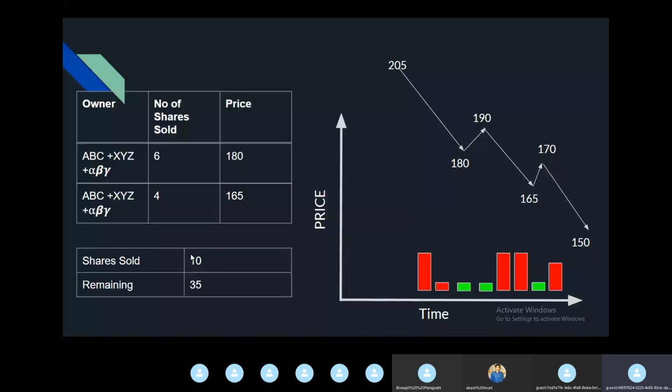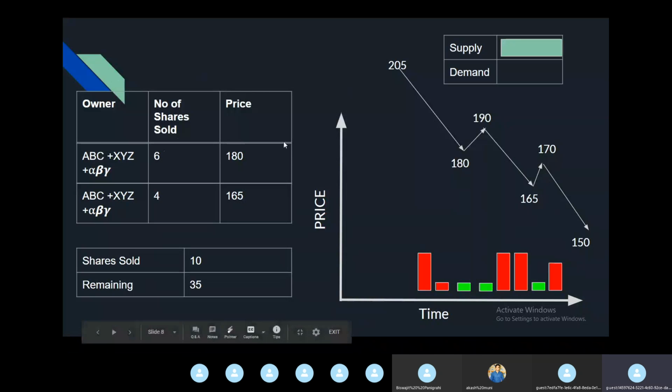The shares sold is 10, remaining is 35. So now we understood the 35 that was there in the first stage came back to 35 in the fourth stage, because these institutions sold all their shares. So then we say supply is high, and what about the demand? Because of the bad news, the demand has become low.